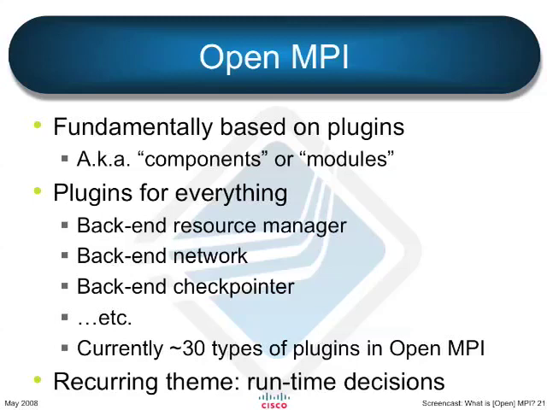What's your back-end network? Is it TCP? Is it InfiniBand? Is it shared memory? Is it something else? We have plugins for all these different kinds of networks. What's your back-end checkpointer? Is it BLCR? And so on and so on and so on. There's somewhere around 30 different types of plugins for Open MPI right now, and that number goes up or down per release when developers add and remove types of plugins based on things that are going on in the code base at the time.